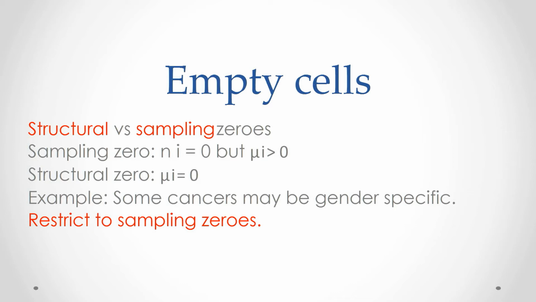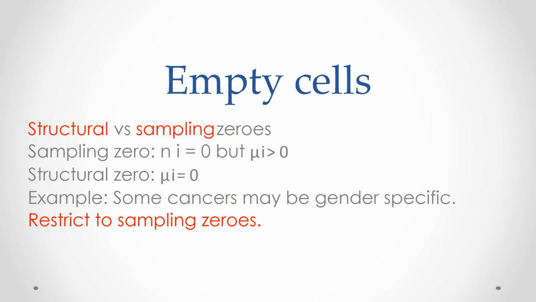A cell may be empty due to two different kinds of zeros. We make a distinction between sampling zeros and structural zeros. Sampling zeros are the more common types of zeros, and it means that even though n_i is equal to 0, the corresponding expected frequency mu_i is positive. An empty cell occurs as an artifact of sampling.